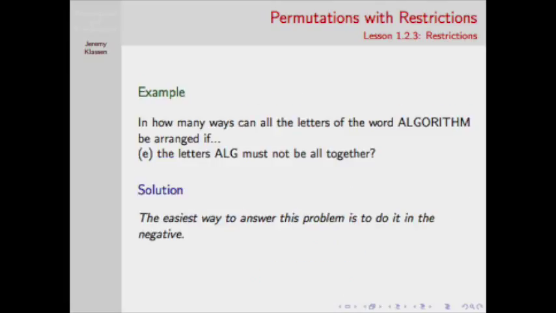And now let's take a look at the opposite restriction. The letters ALG must not be all together. And it's important that you do recognize that this is the opposite restriction, because that's actually the easiest way to answer this problem.